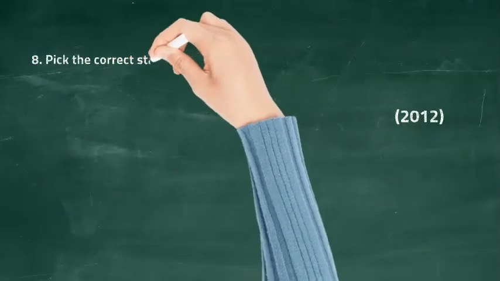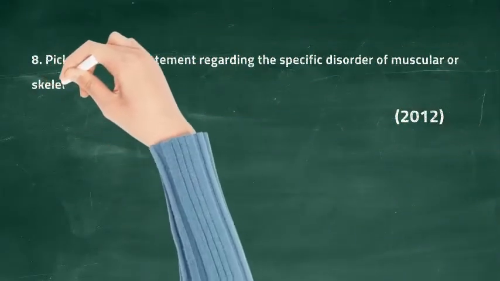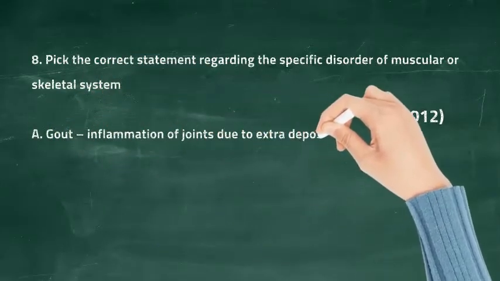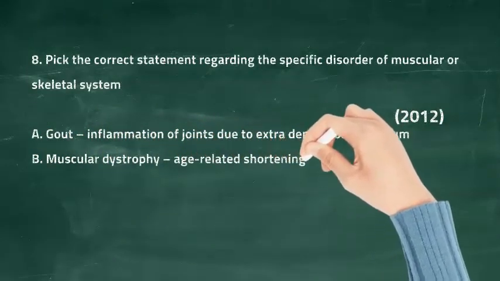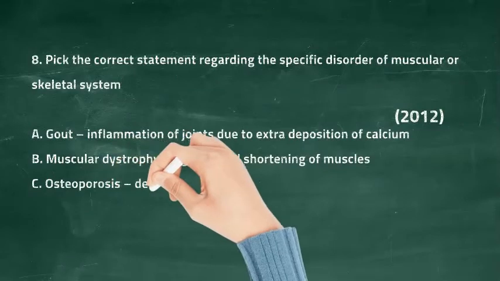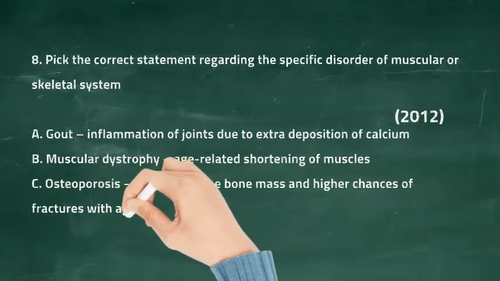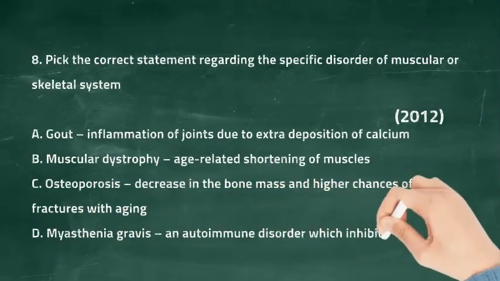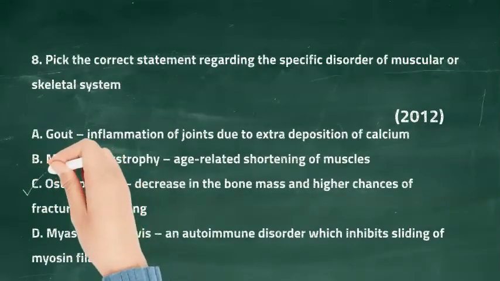Question 8. Pick the correct statement regarding the specific disorder of muscular or skeletal system. Option A is gout, inflammation of joint due to the extra deposition of calcium. Option B, muscular dystrophy, age-related shortening of muscles. Option C is osteoporosis, which is decrease in the bone mass and higher chances of fractures with aging. Option D is myasthenia gravis, which is an autoimmune disorder which inhibits sliding of myosin filaments. The right answer is option C, osteoporosis, which is decrease in the bone mass and higher chances of fractures with aging.